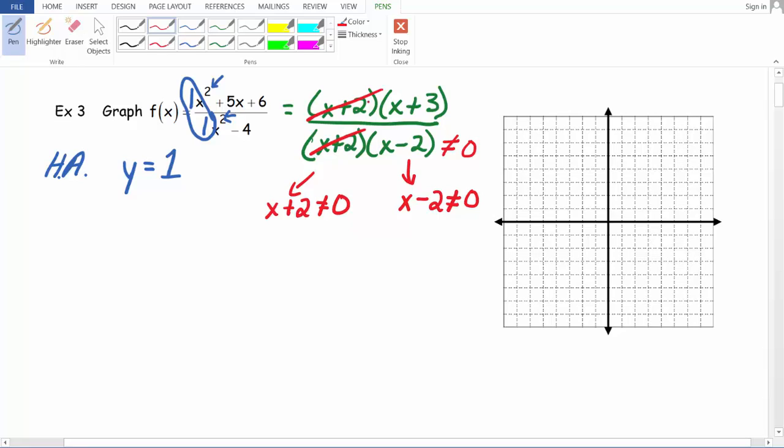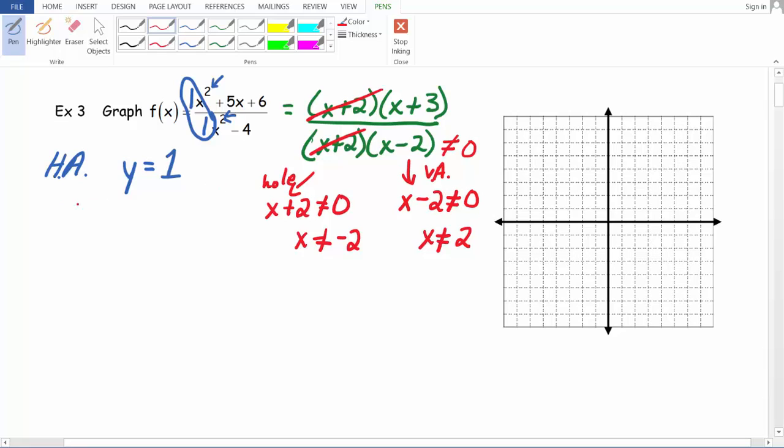So because he did cancel like that, this will become eventually our hole. And this is our vertical asymptote that we're looking for. Subtracting 2 from both sides, we end up with x cannot be negative 2, and x cannot be positive 2. So again, if we canceled out like that, that becomes a hole instead of a vertical asymptote. This x minus 2 did not cancel out at all, so he is remaining that vertical asymptote.